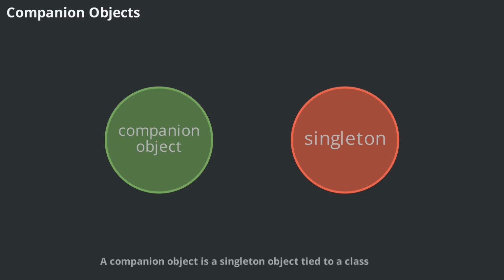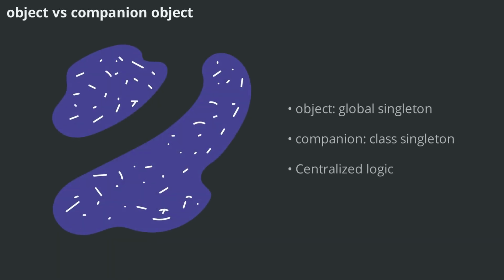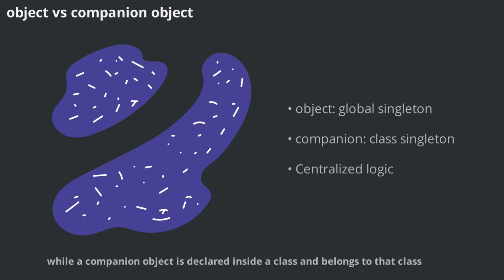A companion object is a singleton object tied to a class. It's used for factory methods, constants, and utilities, similar to static members in Java. This pattern centralizes shared logic and values. An object declaration creates a standalone singleton instance, while a companion object is declared inside a class and belongs to that class. Use object for global singletons and companion object for class-related singletons.